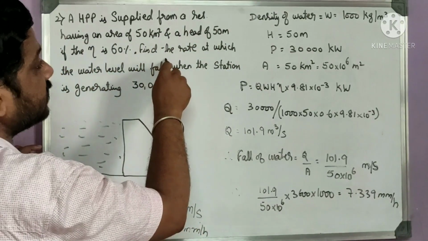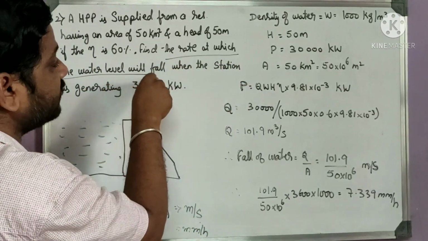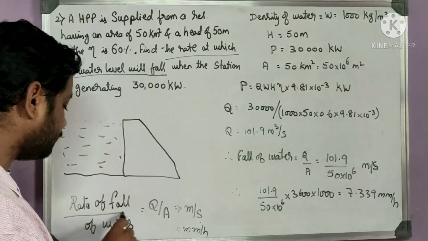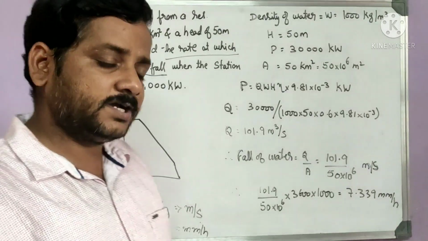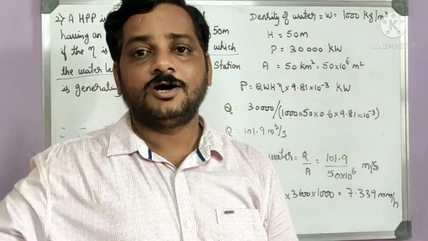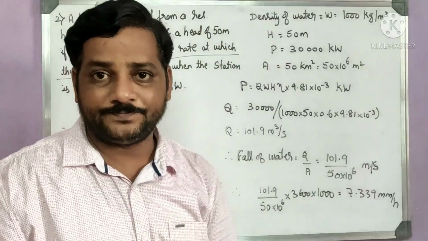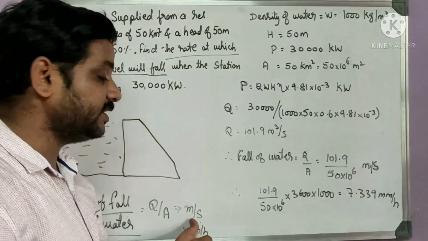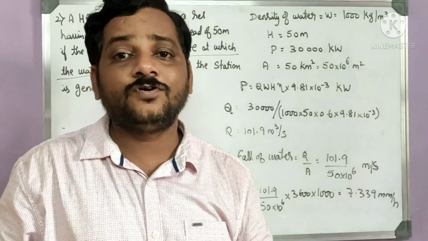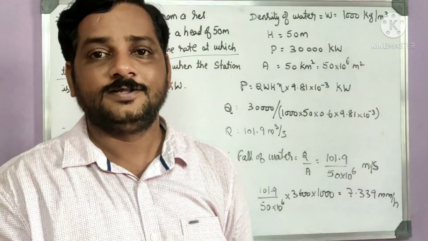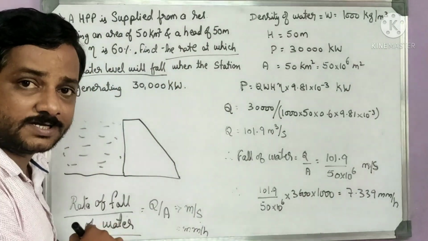So they are asking you to find the rate at which the water level will fall. So you need to find rate of fall of water. Rate of fall of water is nothing but how much of water is falling per second. That is meter per second. So you have to find meter per second. But we know that the flow of water is cubic meter per second. So we can easily find the formula for that.